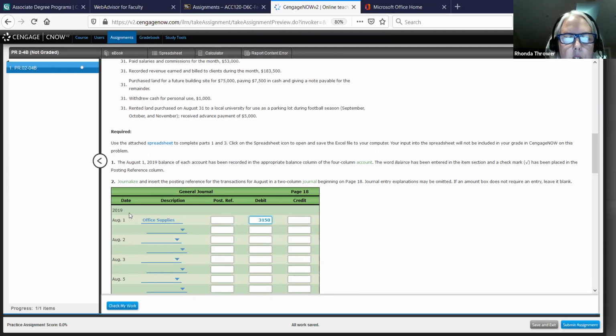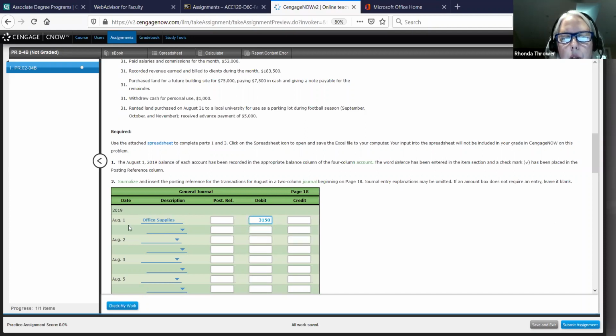Every transaction has to have at least 2 accounts involved. My first account is office supplies. What you need to know in this transaction is whether office supplies is going up or down. When we buy office supplies, our office supplies is increasing because office supplies is an asset account. It will increase on the debit side. That's why I debited it here.